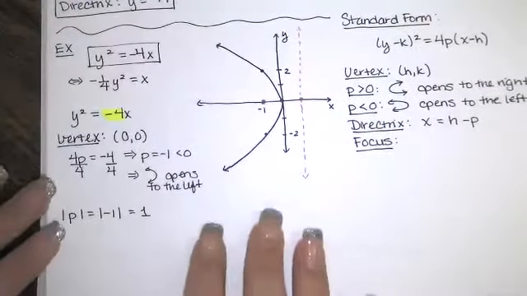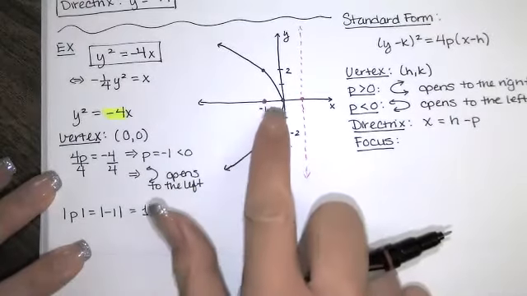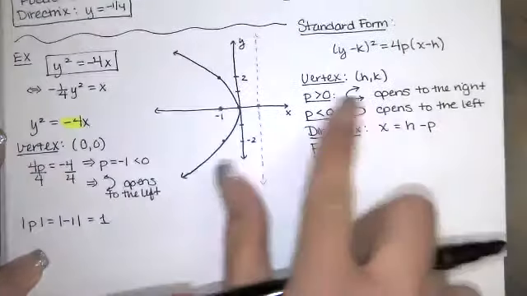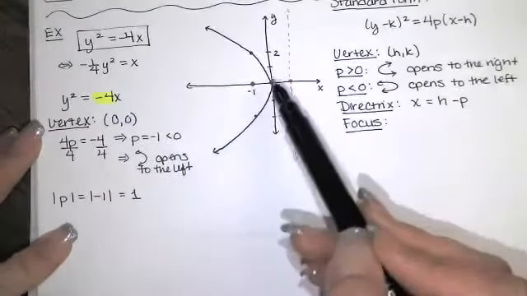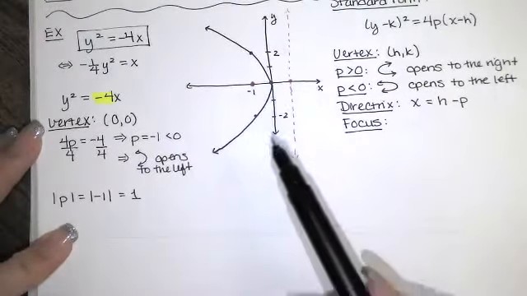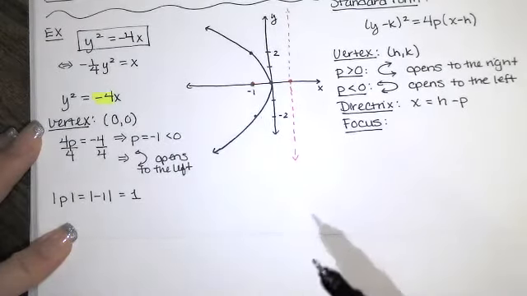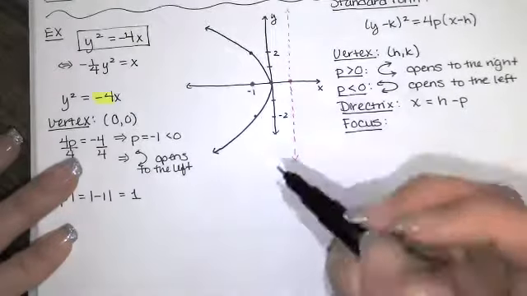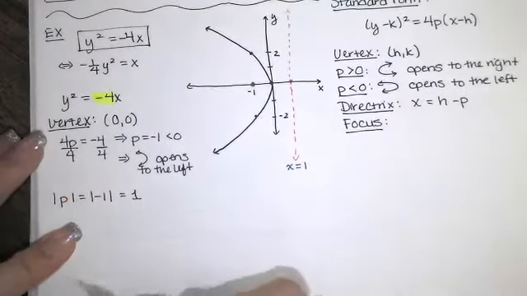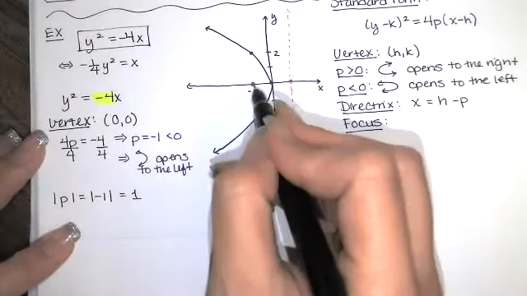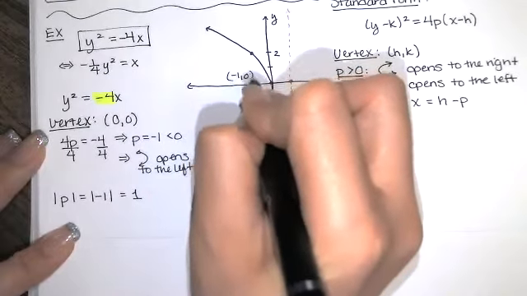Since I understand this property that the focus and the directrix are absolute value of p units from that vertex, I don't really have to memorize anything like this. Instead, I just use my graph, I plot a point, and then I can see from my graph what the equation of the directrix would have to be and what the focus would have to be. The directrix is given by the equation x equals 1, and the focus is over here at x equals -1, y equals 0.